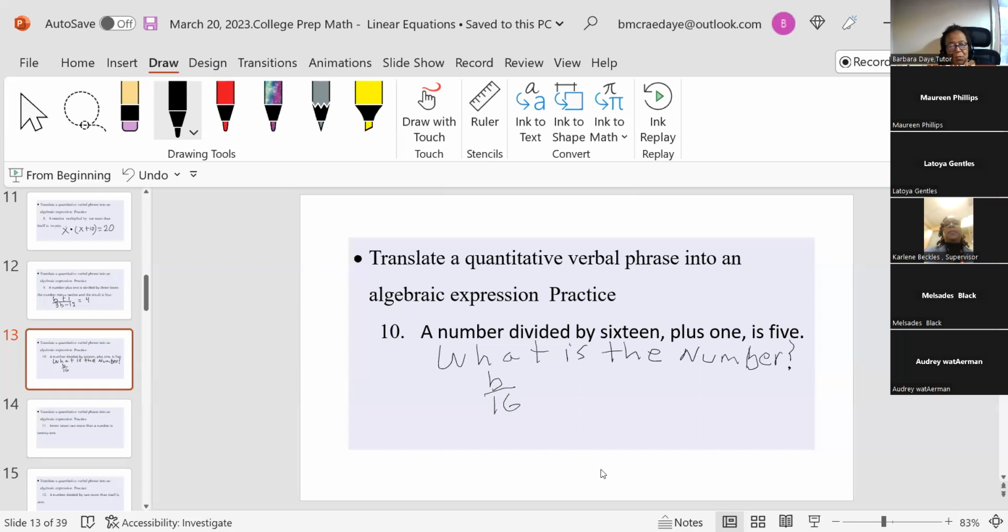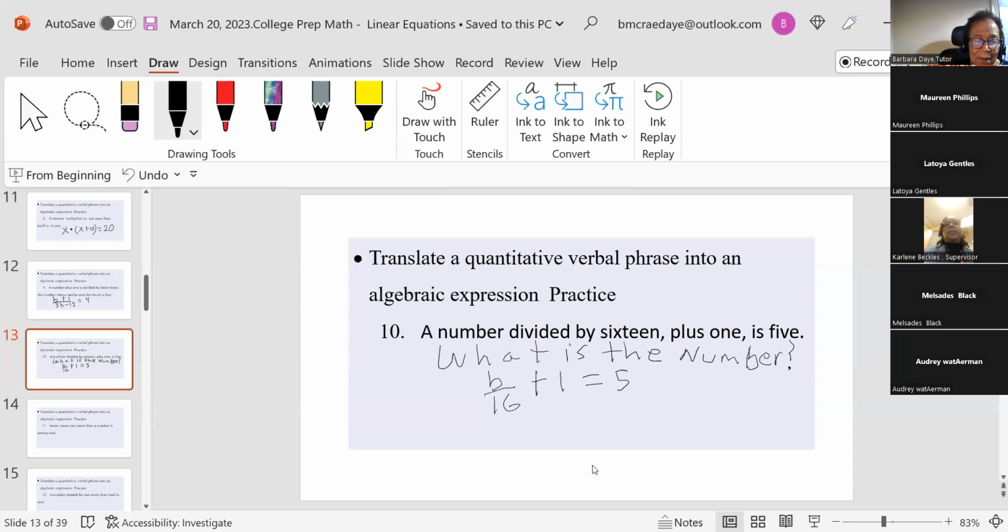And then the plus 1. The plus 1 is what? Equal 5. Miss, can I tell you what B is now? No, you cannot tell me what B is. You're not gonna tell me what B is, Melissa.